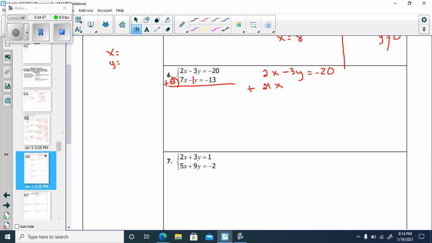Negative 3 times 7 would be a negative 21. Negative 3 times negative 1 is a positive 3, so it's positive 3y. Negative 3 times negative 13 would be a positive 39. Now, let's look to see what we've got. Negative 21 plus 2 would give me a negative 19x. Negative 3y plus positive 3y is 0, so this has been eliminated. We've eliminated the y. Negative 20 plus 39 gives me 19. Let's divide both sides by negative 19. x is equal to negative 1.